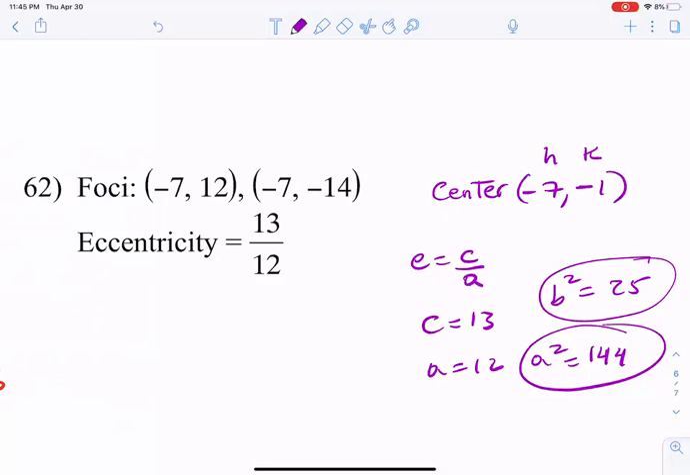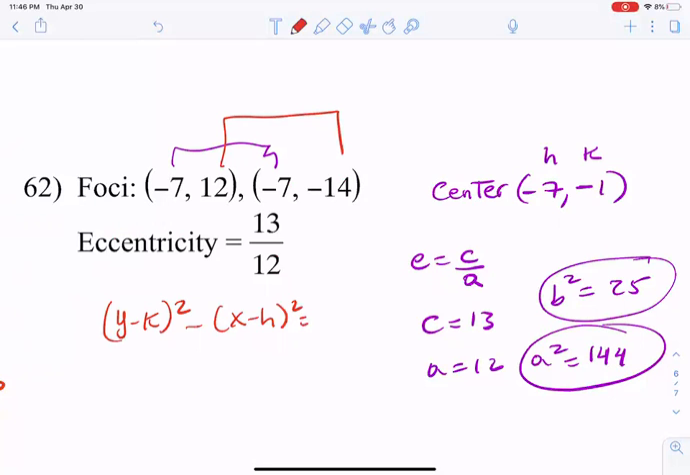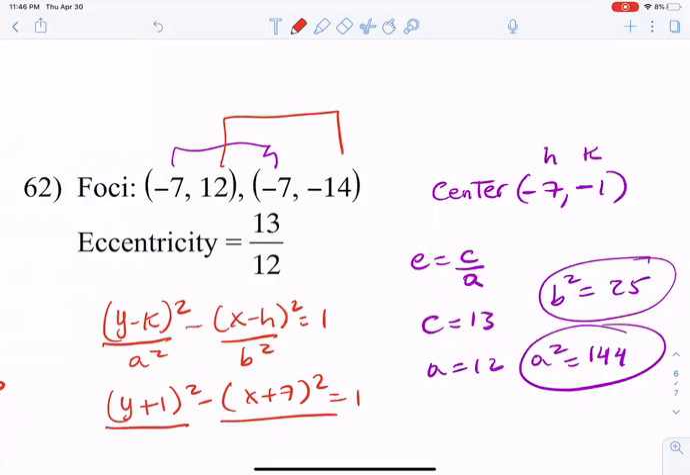So this is what? Remember, the foci follow the vertices. So this is fixed, so that means that the change is in the y coordinate. So this is vertical, so this is y minus k squared over a squared, minus x minus h squared over b squared, equals 1. This is a squared, this is b squared. Let's plug in the values. So this is y plus 1 squared, minus x plus 7 squared, equals 1. What's a and what's b? Do I know what a is? Yeah, a squared is 144, and b squared is 25. I'm done. That's the answer.